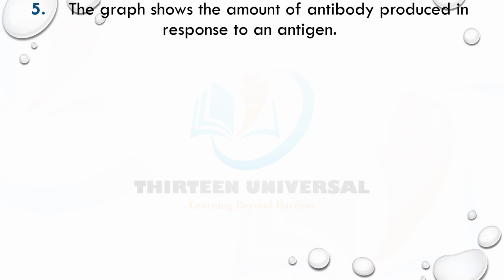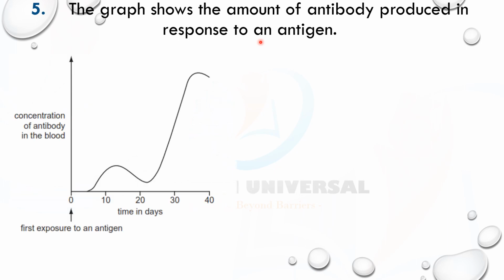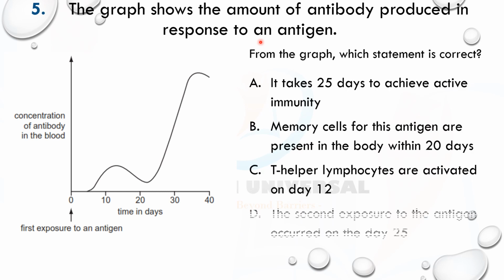All right, number 5: the graph shows the amount of antibody produced in response to an antigen. Let's go on. Now look at the graph. From the graph, which statement is correct? So process it. Which one is the answer, guys? Look at the graph. From the graph, pause this video and try it. Which statement is correct?